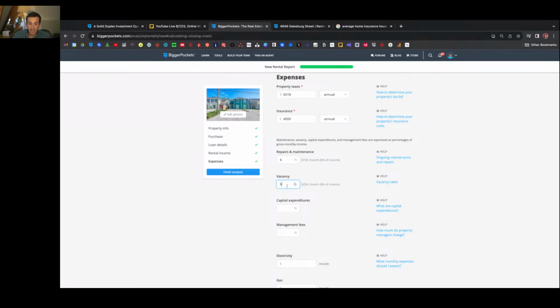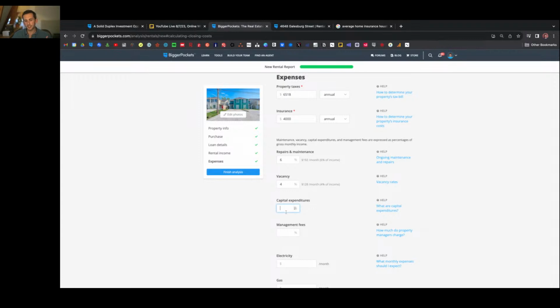Vacancy, I always like to put 8%. That might be a little high for this neighborhood. We can check, but I do like to just make sure. Let's actually put 4% because it's a duplex, which means that you would have 1 month of vacancy per year for the whole building. So that's why I like that.